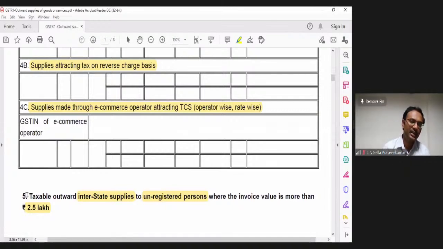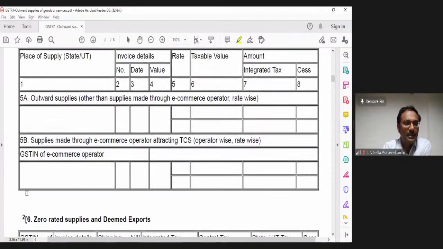E-way bill. Please keep in mind, for any goods movement exceeding 50,000, an e-way bill is compulsory. So wherever an e-way bill is issued for a B2C transaction with value more than 2.5 lakh, it should come and get reported in my table number 5. Now, here, the same e-commerce operator: if I have these supplies made through an e-commerce operator, I'll bring it to table 5B. Other than e-commerce operator, 5A.